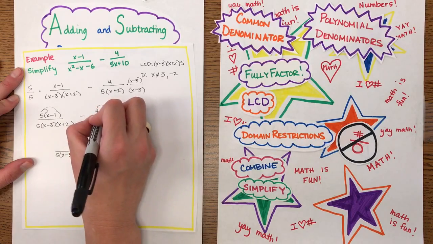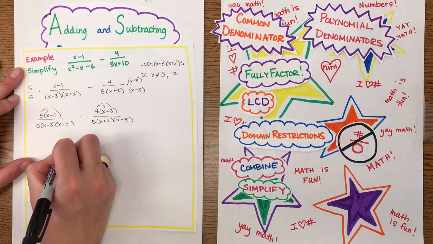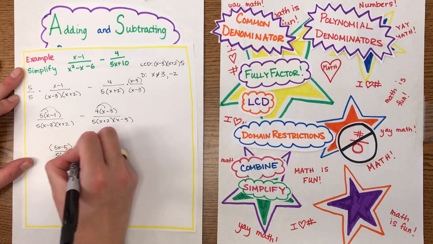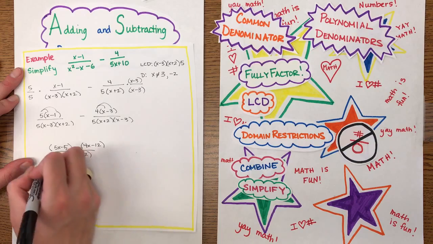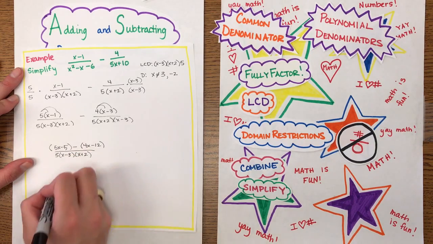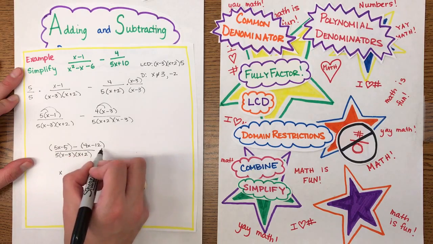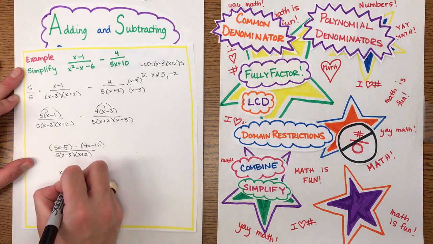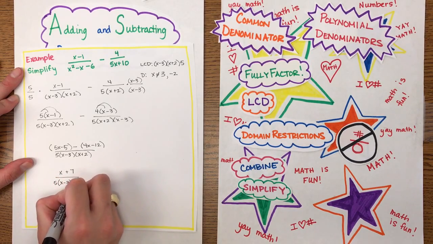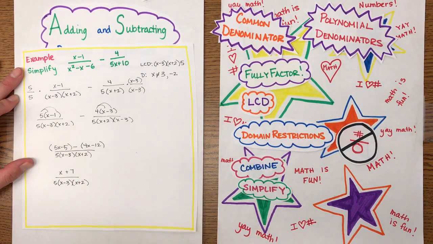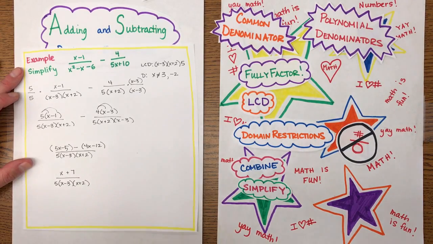Distribute in here, and that gives me 5x minus 5 minus 4x minus 12. 5x minus 4x will give me x. Negative 5 minus negative 12 will give me positive 7. So x plus 7 over 5, x minus 3 times x plus 2.